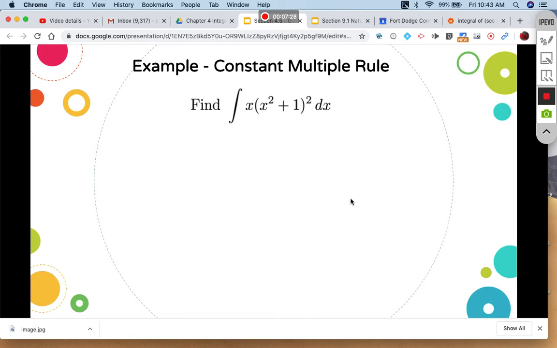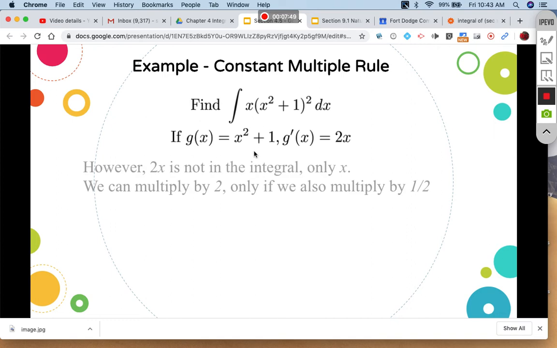Now, let's look at this one. If we look at this whole idea, we have my g of x would be x squared plus 1, and I'm squaring it. My g prime of x is 2x. I don't have 2x in here, I just have x. So in order to use this pattern, I need 2x there instead of x.